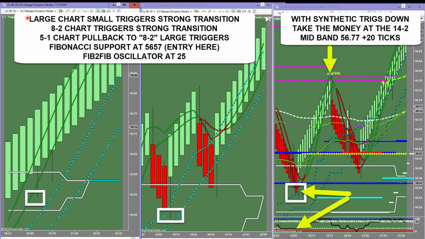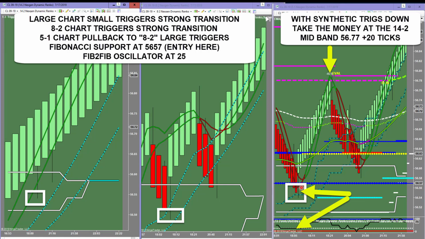All the triggers are going up. So a lot of the management that you'll be doing is when you're in a transition, meaning the synthetic triggers have not crossed up yet on all the charts. Still, the number one thing is super strong triggers over here on our 14-2 chart. So we're going to do a trend trade, right? Pull back into Fibonacci support and the 8-2 large triggers. And again, this Fibonacci support at 57 is the closest support to the large triggers on the 8-2 chart.